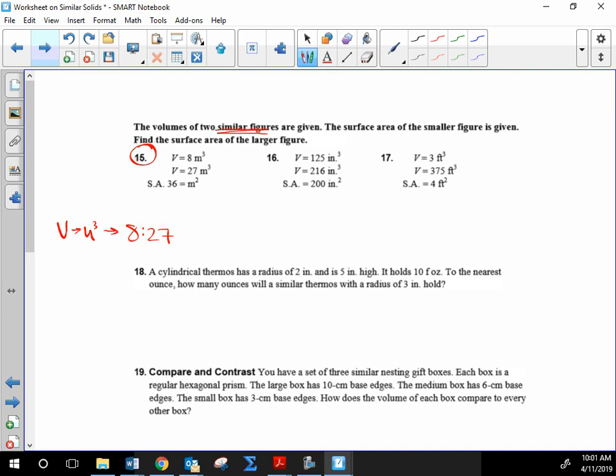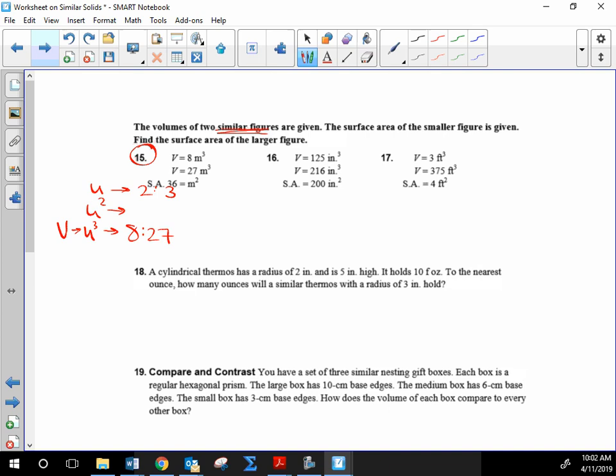Alright. In order to get to my surface areas, I need to go back to my very original units. So I have units squared I'm going to find. I want to go back to my original units. So these are units cubed. How do I get back to just units? Cube root. What's the cube root of 8? 2. What's the cube root of 27? 3. So my ratio of anything measured in units, the ratio of the perimeters, if there is such thing for this, is 2 to 3. Or the ratio of the height is 2 to 3.